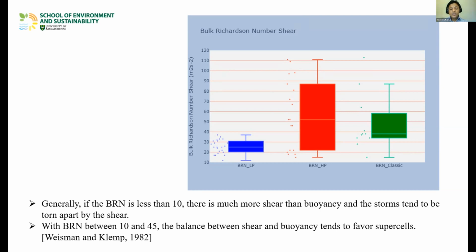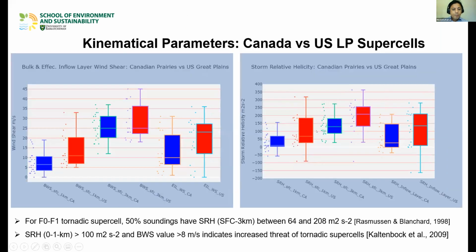I wanted to mention that this is in the Canadian prairies, and they show really distinguished characteristics: LP supercells dominate over Alberta, classic supercells dominate over Saskatchewan, and HP supercells dominate over Manitoba. Until now I was showing the comparison between LP, HP, and classic supercells over the Canadian prairies.